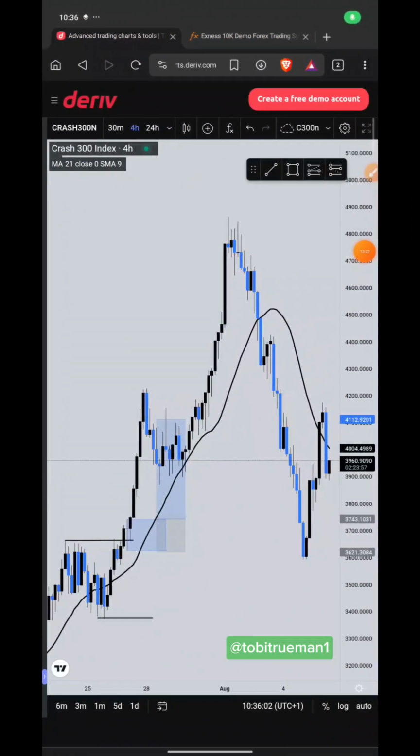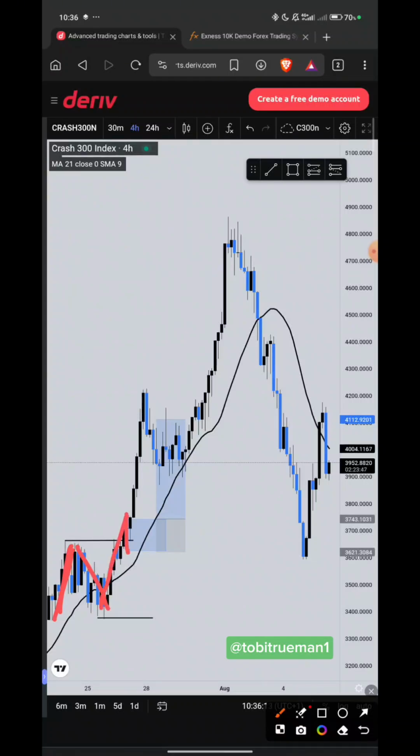Okay, this is another example. You can see what price is doing here. Price was making a bullish movement, which is impulsive, retracement, impulsive, a little pullback, that's a retracement there, impulsive, retracement, impulsive.